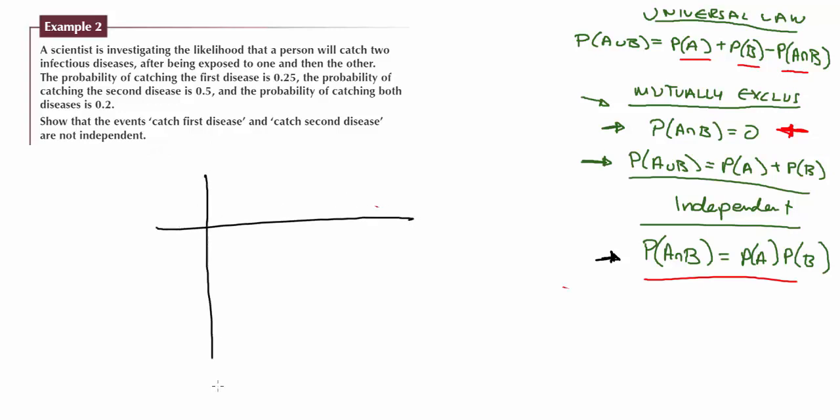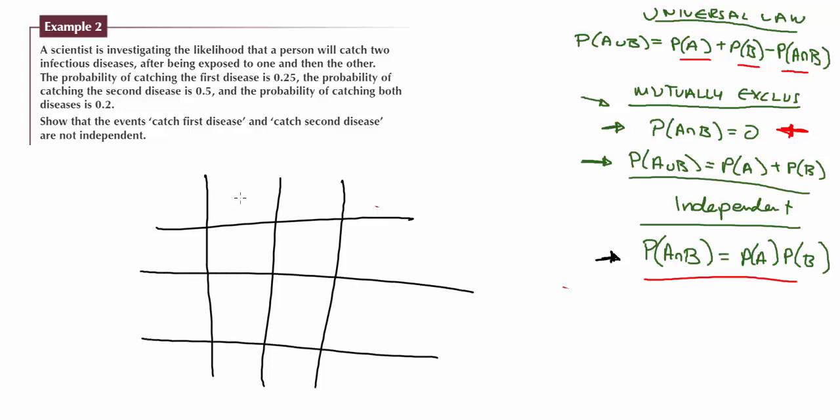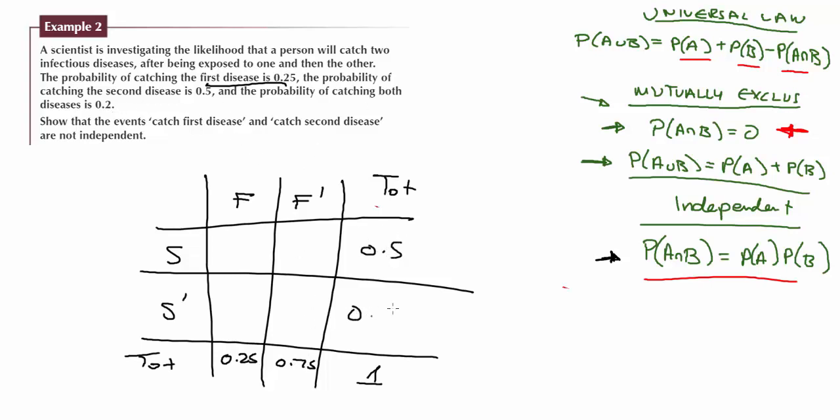Well, let's do a two-way table. Always go to the two-way table. So let's call first disease F and second disease S, okay? So what do we know? We know that catching the first disease is 0.25, which means probably not catching is 0.75. And the probability of catching the second disease is 0.5, which means that's that. And the probability of catching both is 0.2, okay?